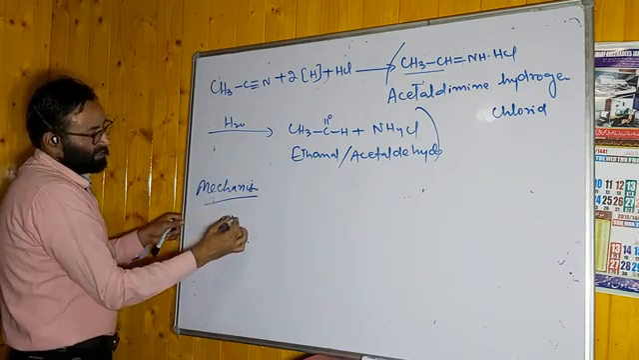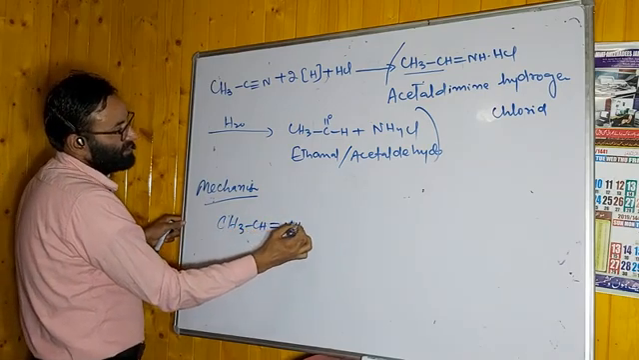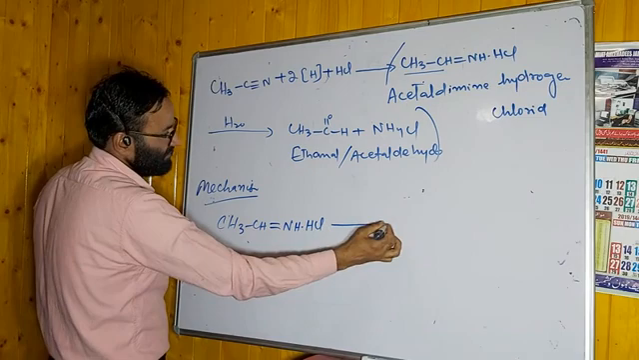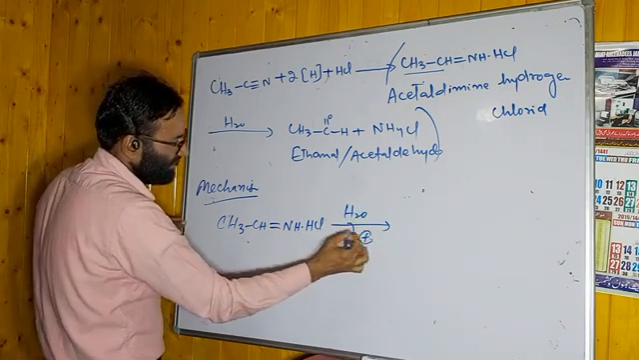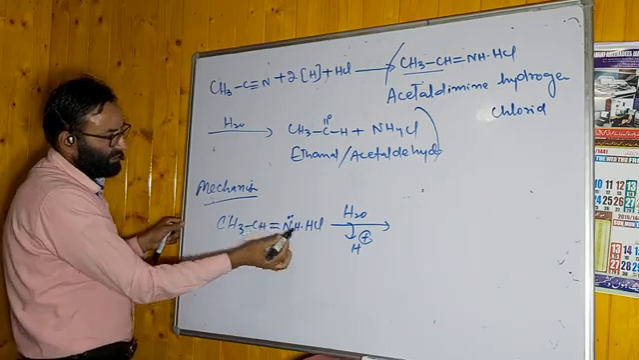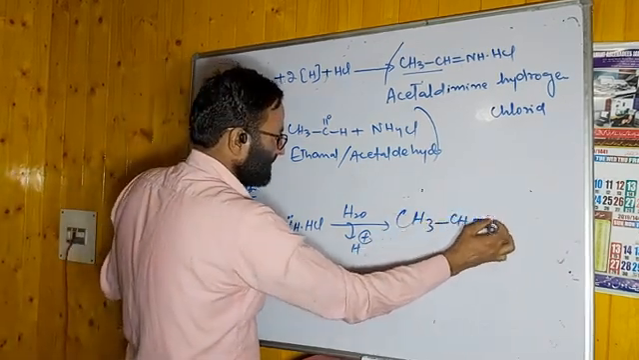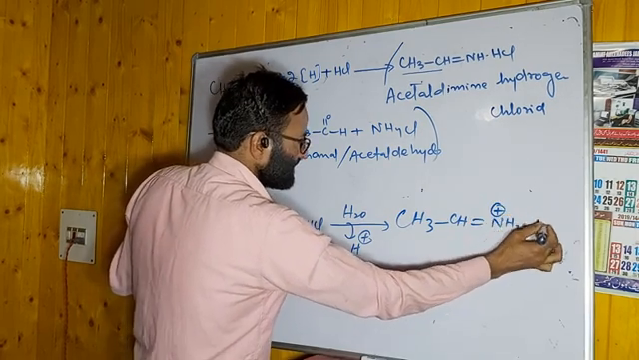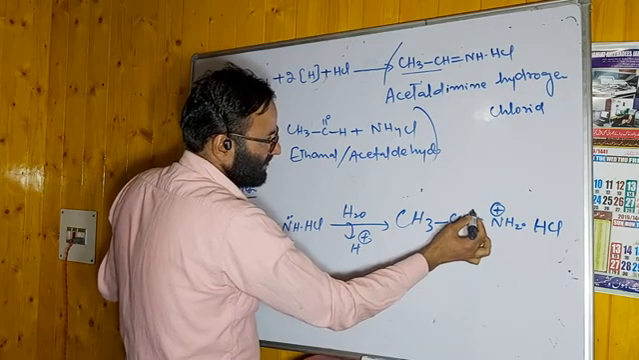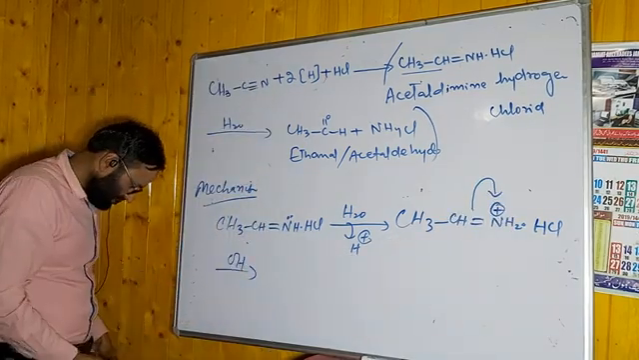आप वो लेंगे एसिटाल्डिमाइन CH3CH double bond NH HCl, हाइड्रोलिसिस. You can say acidic hydrolysis. H plus will come here. यहाँ पे लोन पेयर है, यह प्रोटोनेट होगा. You will have CH3CH double bond NH2, charge will be plus, Cl minus. What will happen now? It cannot sustain charge. You will have OH minus.